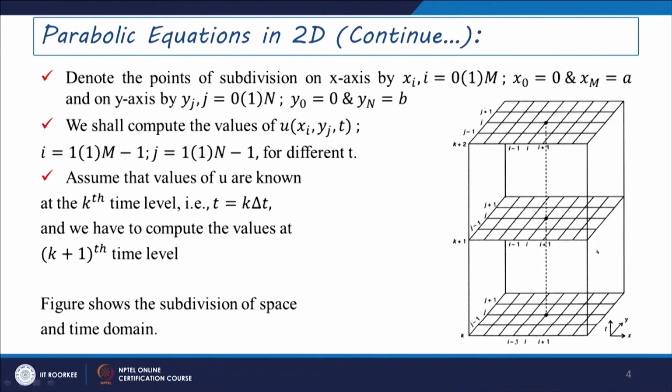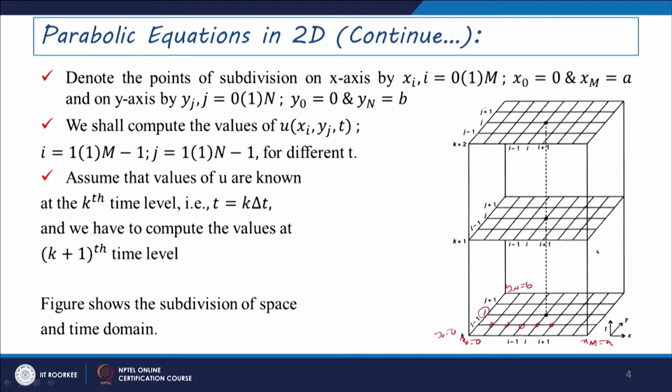Since we are denoting the subdivision of the x axis by i, we can write this as xi, and your starting point will be x0 equals 0, and the last point will be xm equals a. And on the y axis, since we are denoting the j coordinates, your starting coordinate is y0 equals 0, and the last point is yn equals b. And we shall compute all the unknowns that are placed on these grids here.